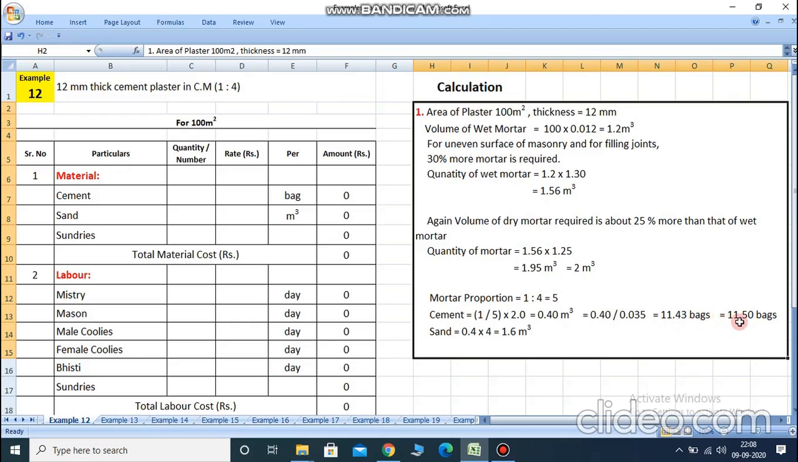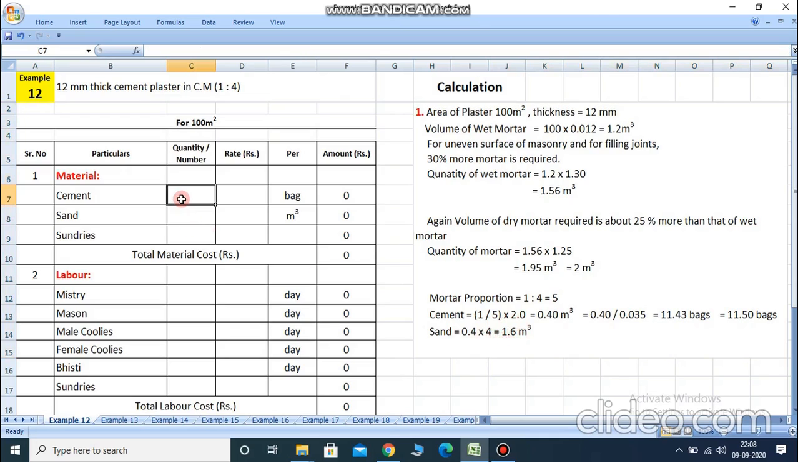Now the rounded up figure is 11.50 bags, meaning 11.5 bags are required to complete the 100 meter square plaster work. And we find out the sand quantity. So sand quantity is 0.4 multiplied by 4, or we take 4 divided by 5 multiplied by 2. So we got the answer 1.6 meter cube. So it's the sand quantity.